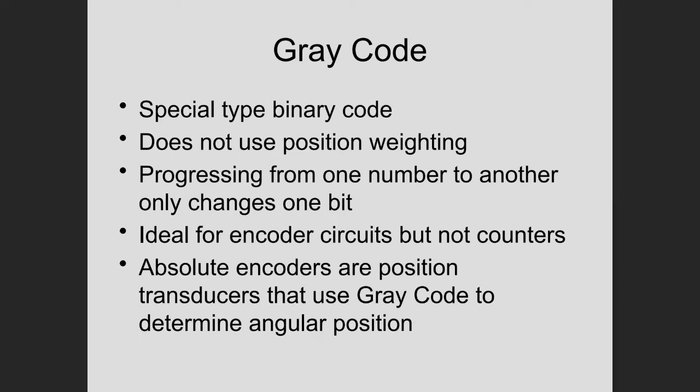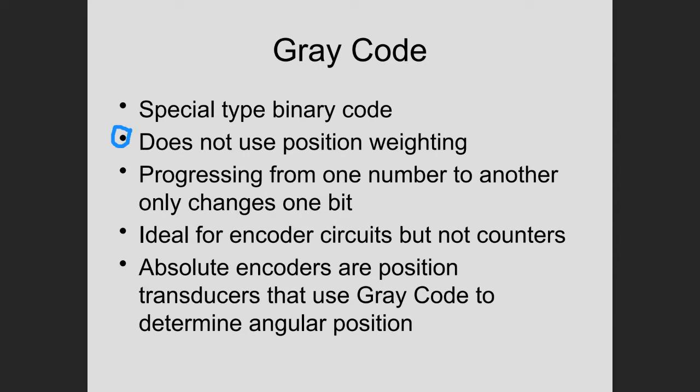BCD is a special kind of binary code, but this one is important: it does not use position weighting. That 8421 code doesn't use any kind of place value. It's just the position of the bits that distinguishes one piece of data from another. The Gray code.